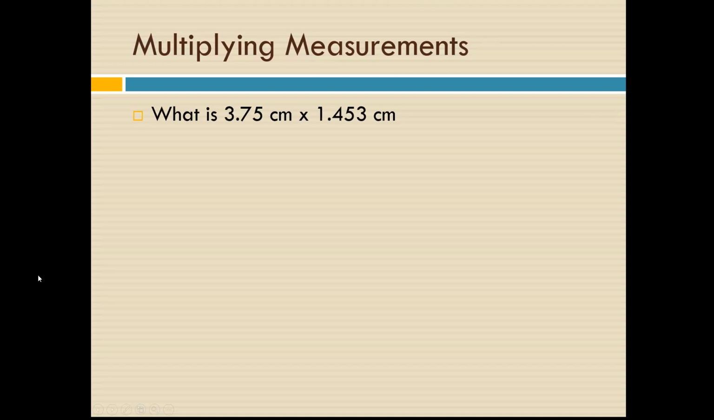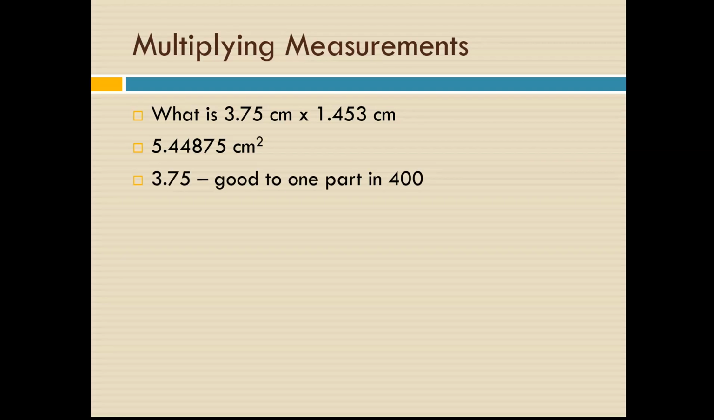Okay, when we multiply measurements together, again, we cannot create precision. What is 3.75 centimeters times 1.453 centimeters? Well, first of all, our units of measure are going to be square centimeters, because centimeters times centimeters give us square centimeters. Our answer, when we plug it in the calculator, is 5.44875 square centimeters. But again, I cannot create precision. There's a limit to my precision.